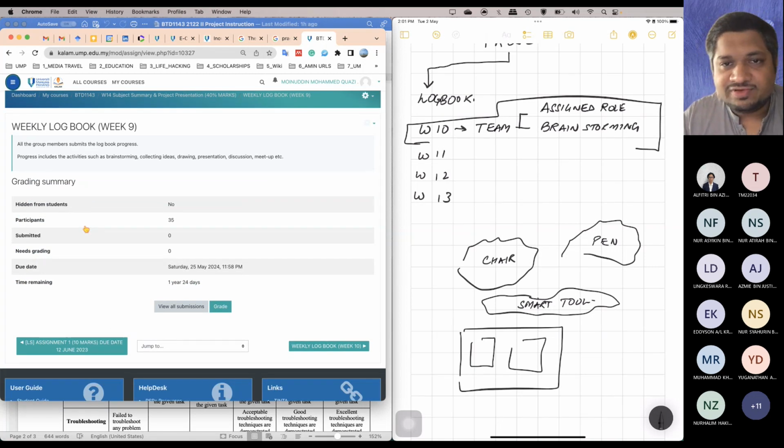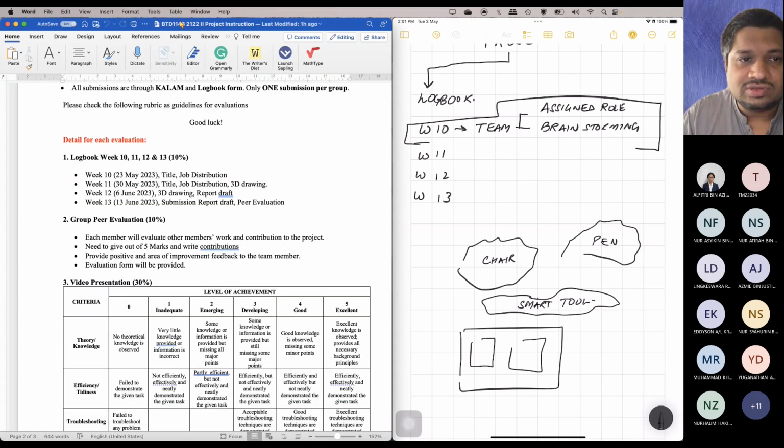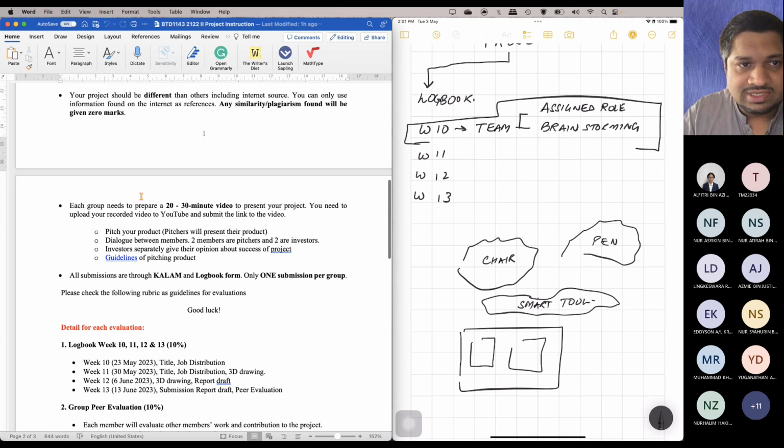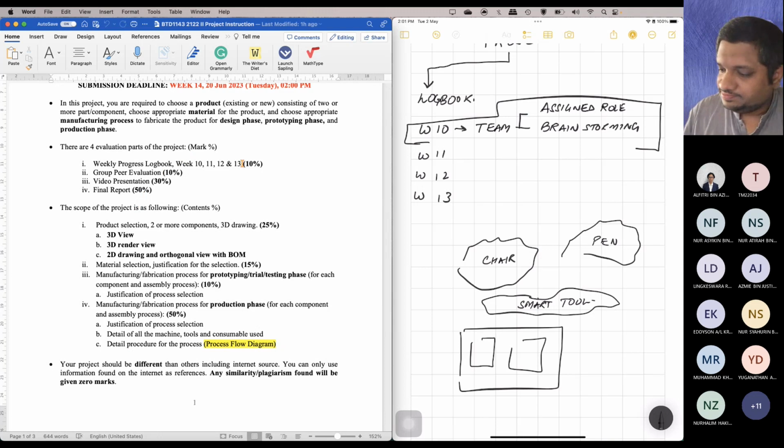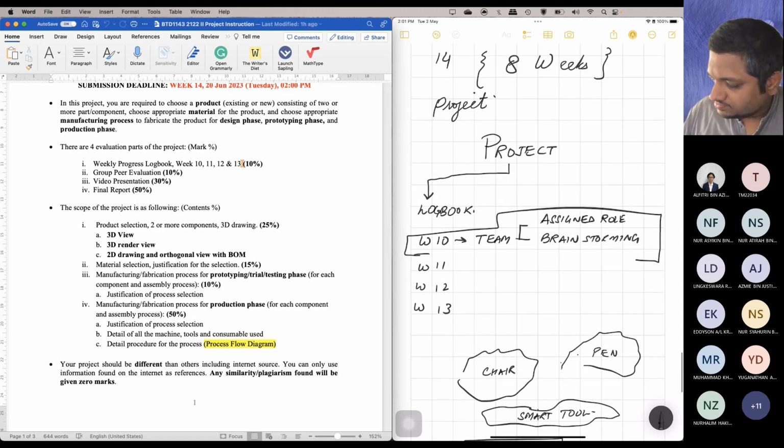The activity which you have performed, the picture of the activity that you have performed, goes here. So this weekly logbook constitutes about how much marks? 10% of the marks. So this is 10% of the marks.